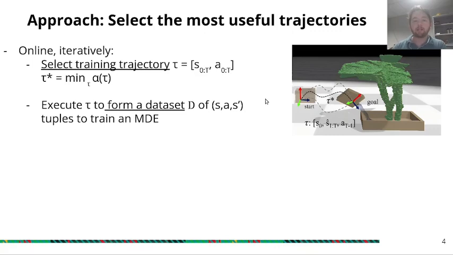This is our framework for actively learning the model precondition. At each iteration, the agent selects a trajectory tau that minimizes an acquisition function, which it executes to add ground truth trajectories to the dataset for an MDE.